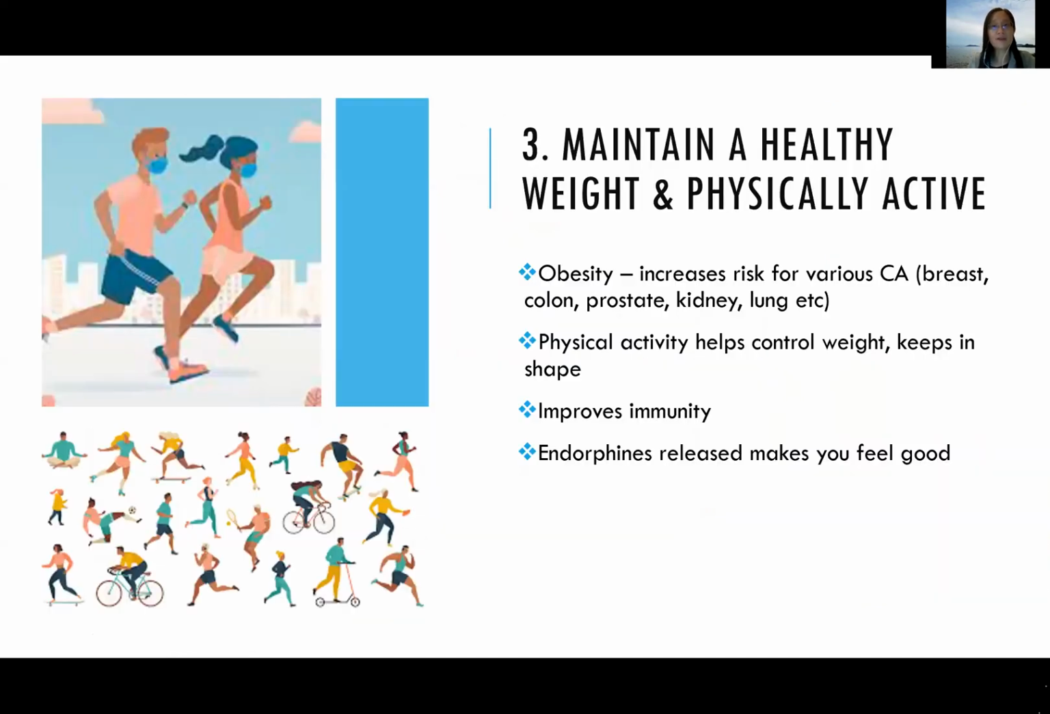So maintaining a healthy weight and staying physically active is important as well. Obesity is linked with various types of cancers. Physical activity helps to control weight, stay in shape, and improves your immune system. The immune system is important for checking whether there are any abnormal cells and killing them off to keep you healthy. And endorphins improve your mood as well and make you feel good.